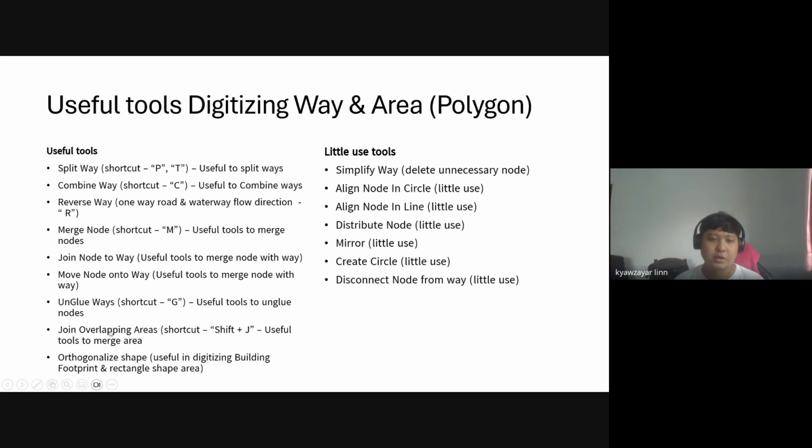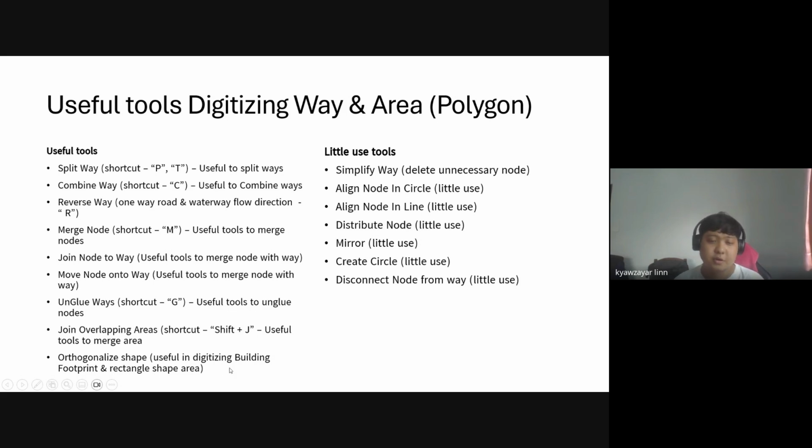If you want to combine two different polygons into one, you can use the overlapping area tool, so you can merge the polygons into one. And the last one, another thing that is very useful, is the orthogonalize action.